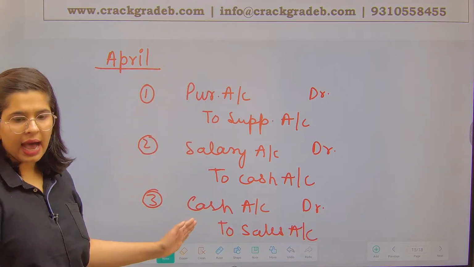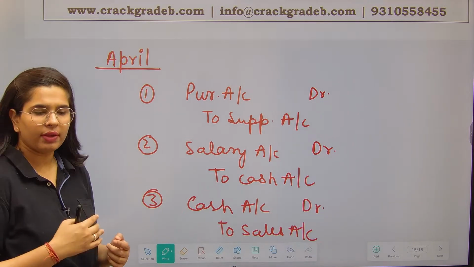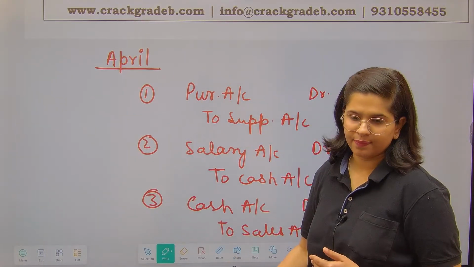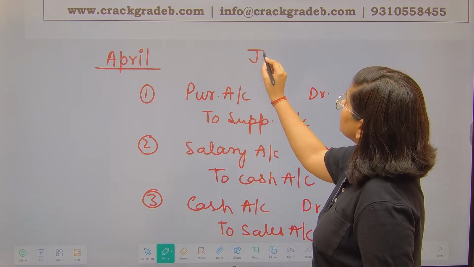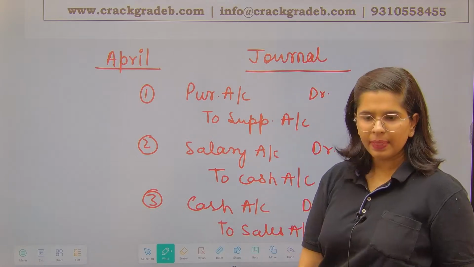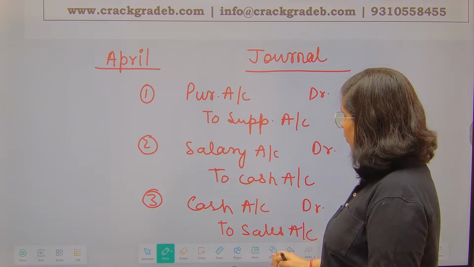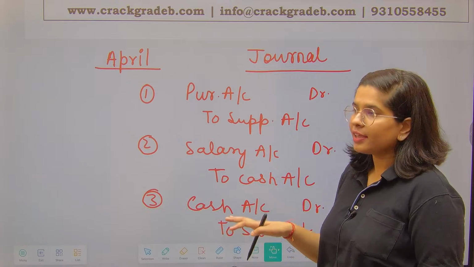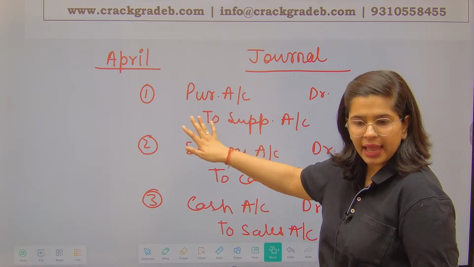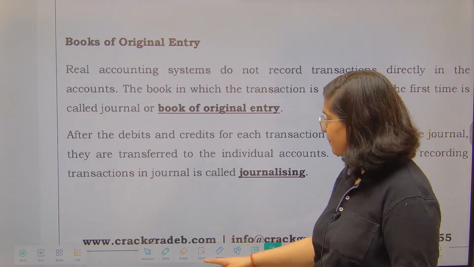Now this is how I am going to pass entries. There will be many entries. Whatever number of transactions I do in this particular month, I am going to record all of them. This is called the journal, and these are called journal entries. This is the very first step. This is why we call it the book of original entry. As soon as any transaction happens, the first thing I do is pass the journal entries. So with this concept in your mind, let's read this.